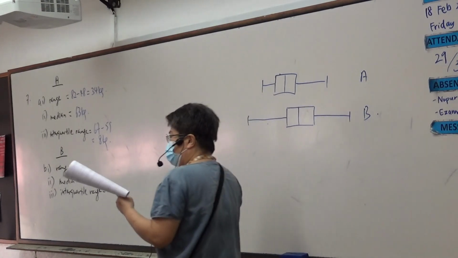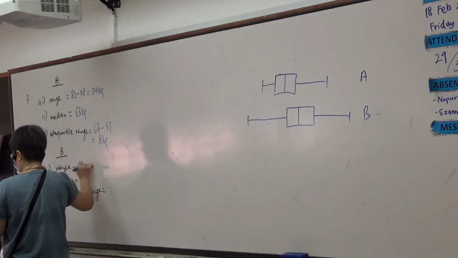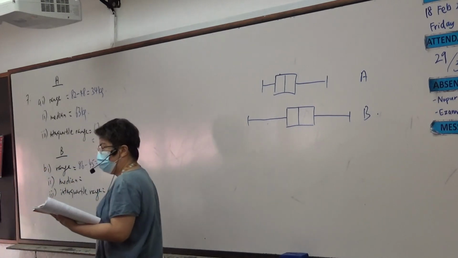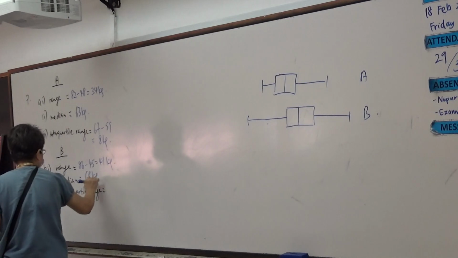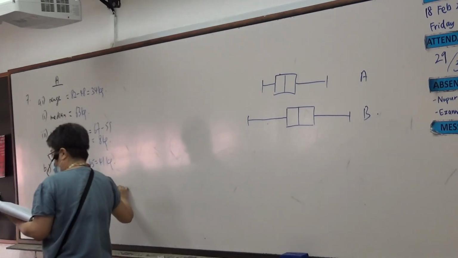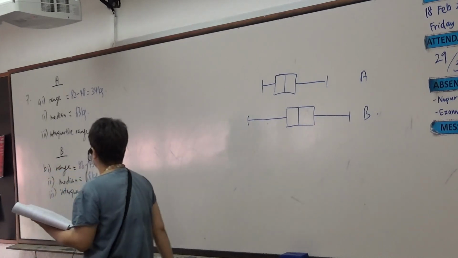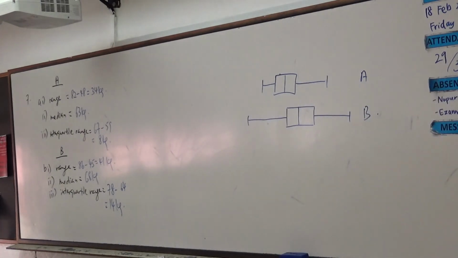Okay. What about school B? What's the range? 41, right? What's the median? 68 kilogram. What's the interquartile range? 78 minus 64. 14 kilogram. Everybody clear? Okay.